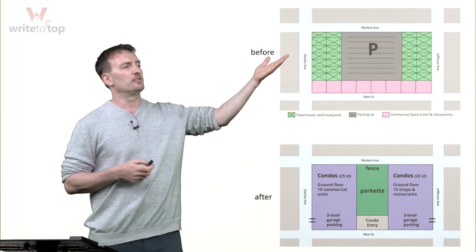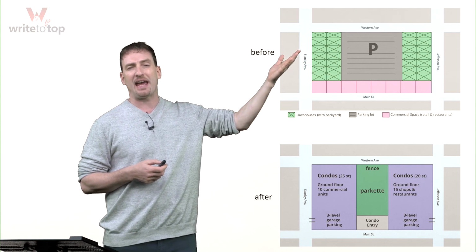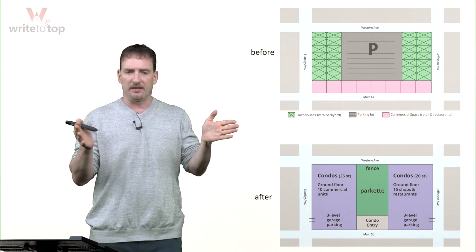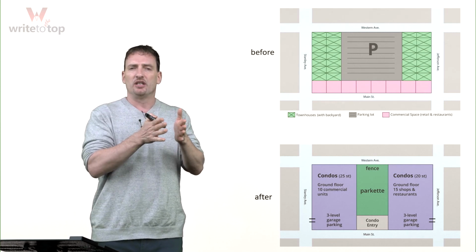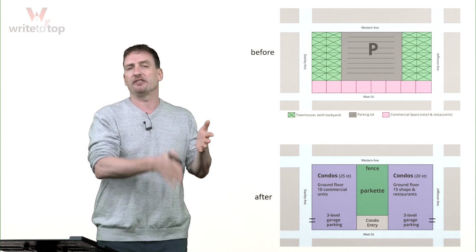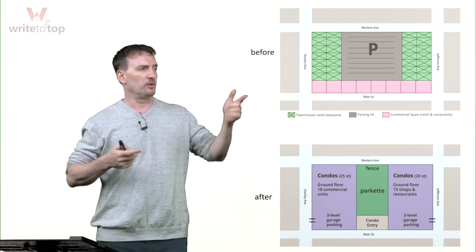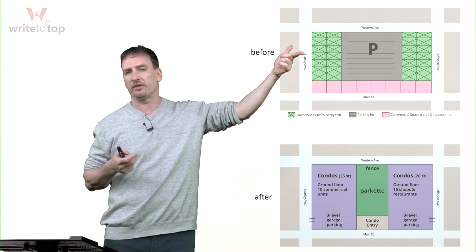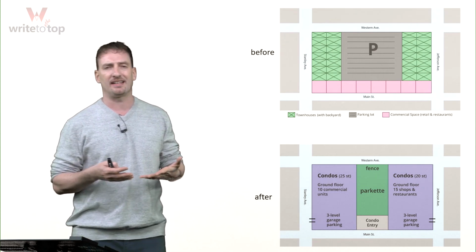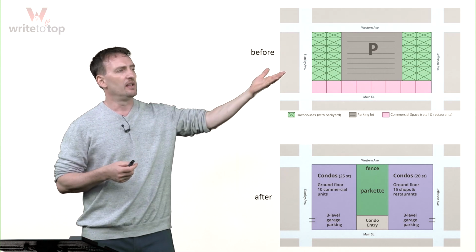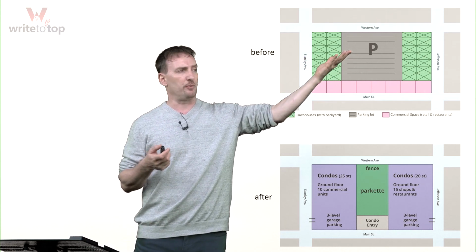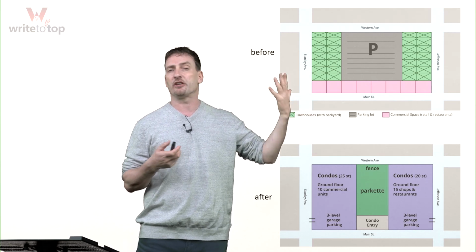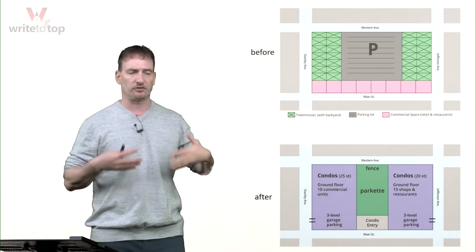So the before. The green areas, these are townhouses with backyards. A townhouse is basically a private house that is attached to the next house. So each household shares a wall with its neighbors. Like the person who's on this area shares a wall with this person and shares a wall with this person. Townhouses are very common in Canada and the US, okay? The gray area with the P, that's a parking lot for everybody there. The pinks are commercial spaces, restaurants, retail stores, etc.